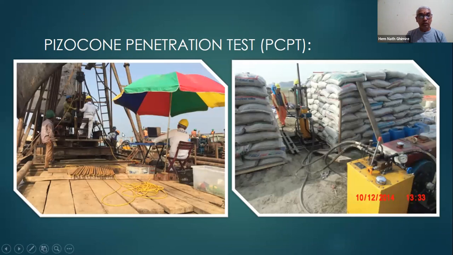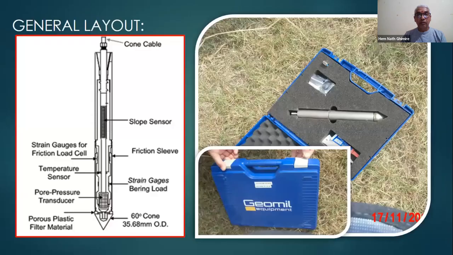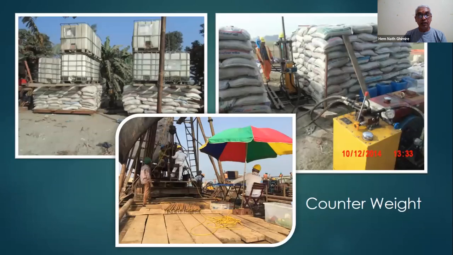This one was done at each and every borehole, around 7 meters away from our SPT borehole, because we cannot do it in the same borehole. It has to be done in fresh land. One borehole for SPT and other tests was done nearly at the center of the pile. And this PCPT was done around 7 meters away from it. So these are the instruments used for the PCPT process. I'll not go into detail.